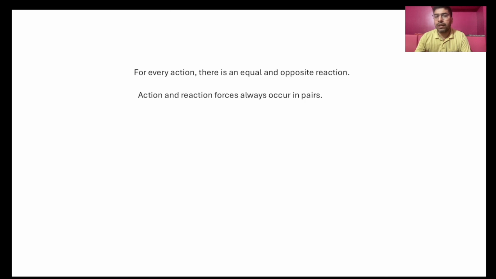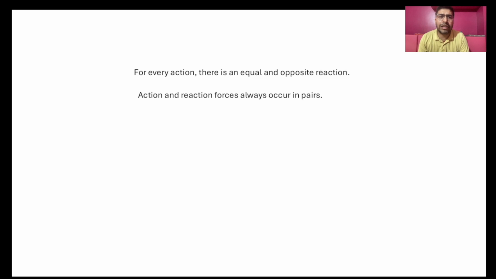So let's start. The very famous statement of the third law is what? For every action there is an equal and opposite reaction. In other words, we can also say force is always exerted in pairs. A single force never exists. Okay, and why is it in pairs? Because if you apply an action, the reaction will come definitely.